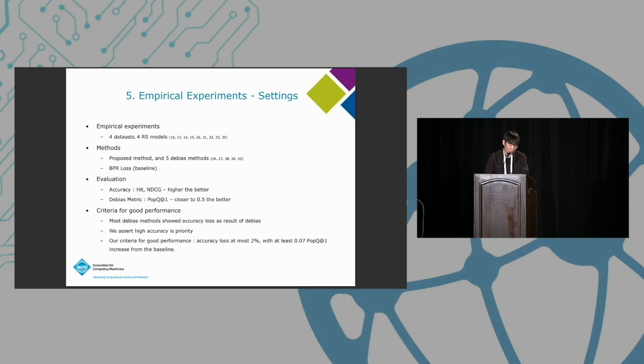We noted, however, that most debias methods showed accuracy loss as a result of the debias process. Therefore, we had to decide what would be considered good performance, since we are taking into account 2 metrics that didn't always go hand in hand. We argued that high accuracy must precede the debias performance because low model bias but with low accuracy is just random accurate recommendation and not personalized recommendation. So we finally decided accuracy loss at most 2% of the hit from the baseline with at least 0.07 value increase in the pop Q to be good performance.